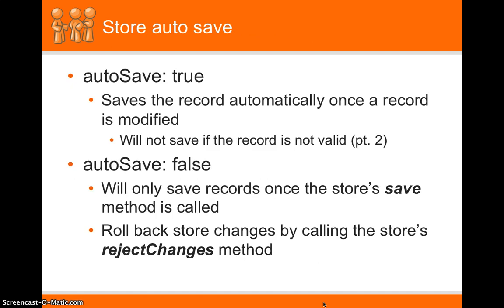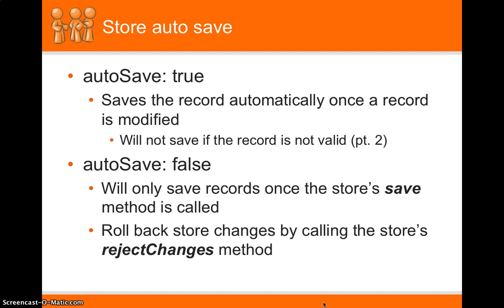So the store autosave. If autosave is set to true, once the record is modified in the store, it actually gets sent to the backend. Now there is a difference in here, which we'll be talking about in part 2, where you can actually specify in the record if you want a record field to be empty or not. So if a record field says, hey, don't be empty, and that field is empty, it's not going to be sent to the backend. We'll go a little bit more into detail about that in part 2.